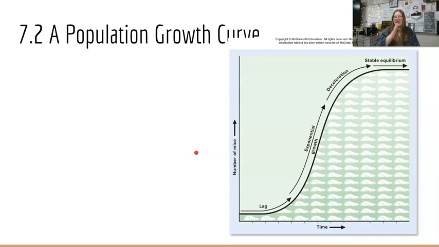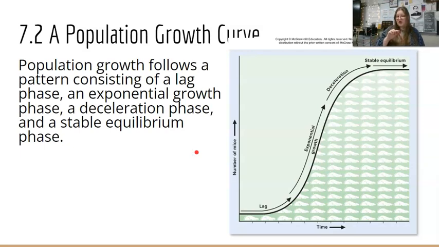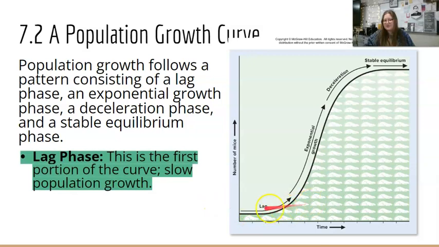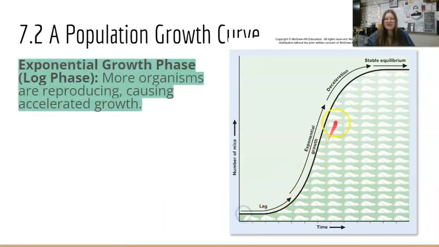Okay. Our final idea here is this population growth curve. On your notes, I'm asking you to draw that curve and label it, but you also need to define each stage. The population growth follows a pattern consisting of a lag phase, an exponential growth phase, a deceleration phase, and a stable equilibrium phase. We're going to start with this lag phase right here. The lag phase is the first portion of the curve, and it's very slow population growth. It's lagging behind.